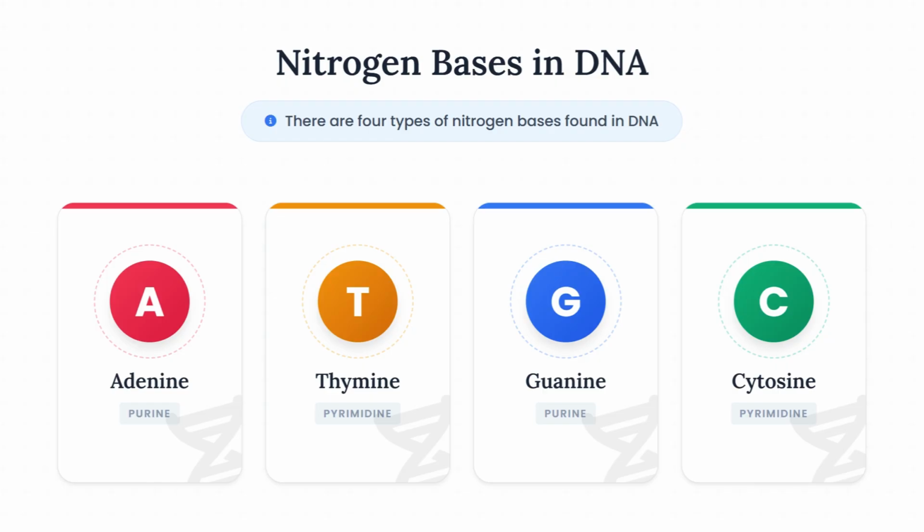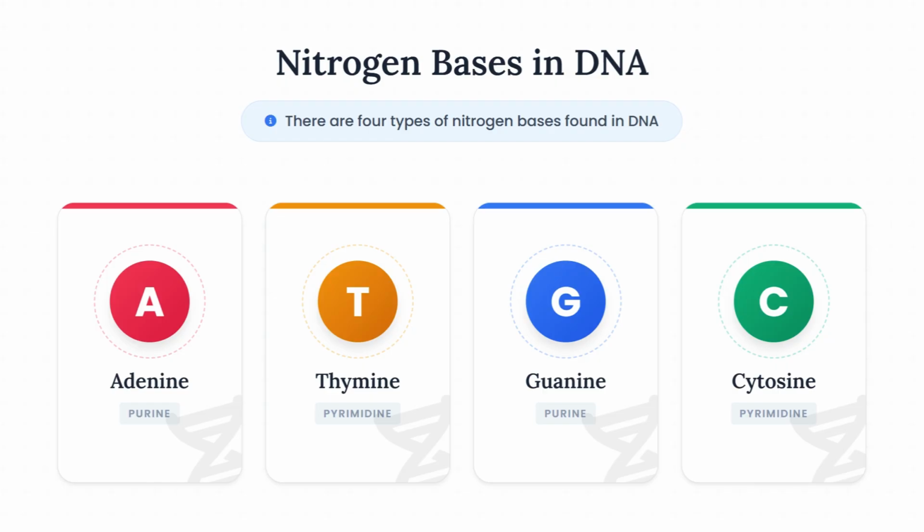The specific order or sequence of these 4 bases along the backbone is what writes the genetic code. AGCT is different from TCGA, just like changing letters changes a word. But these bases don't just float around, they have specific partners.